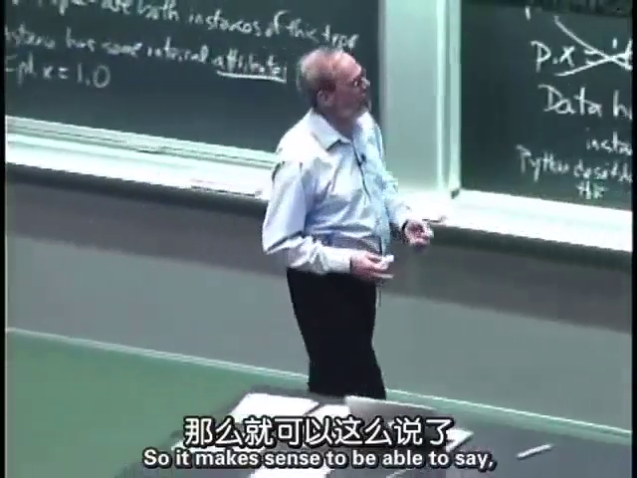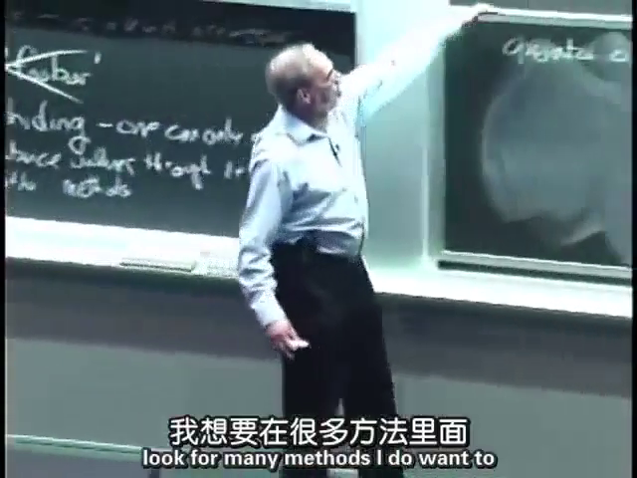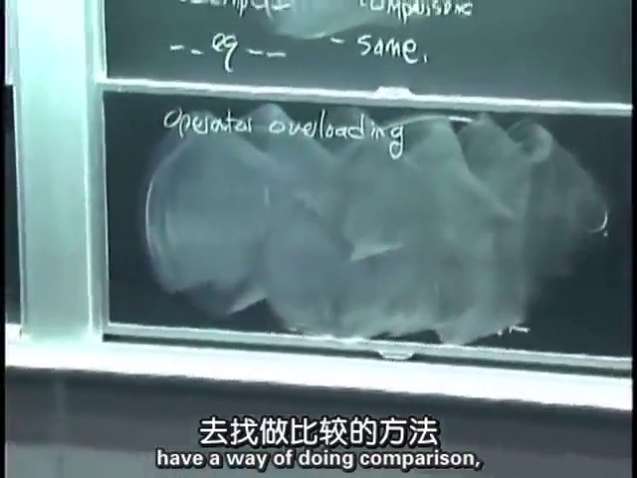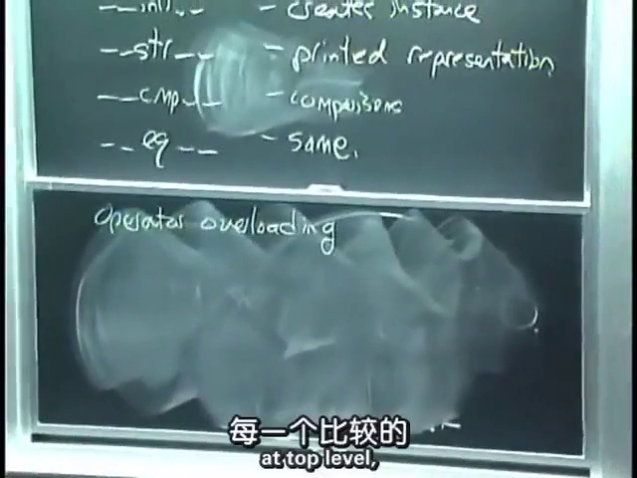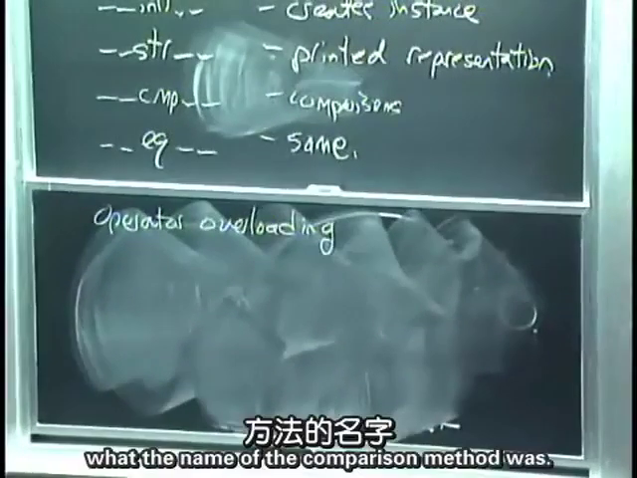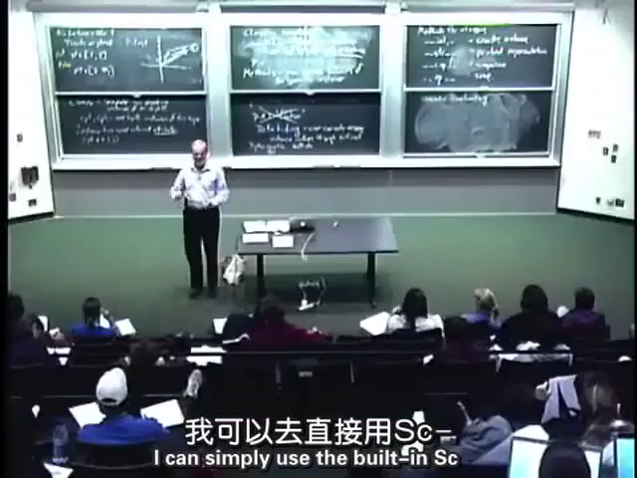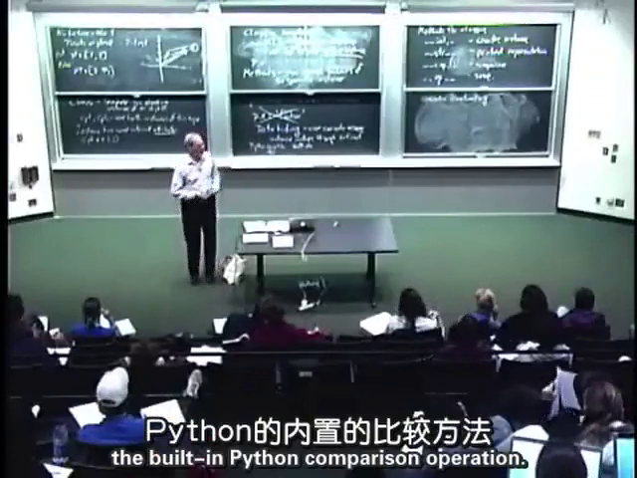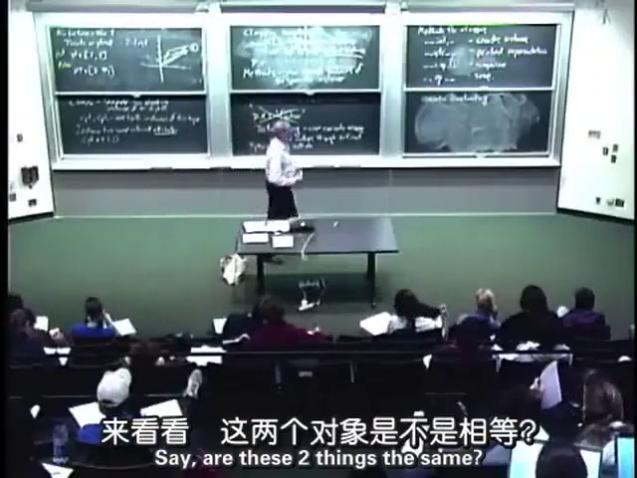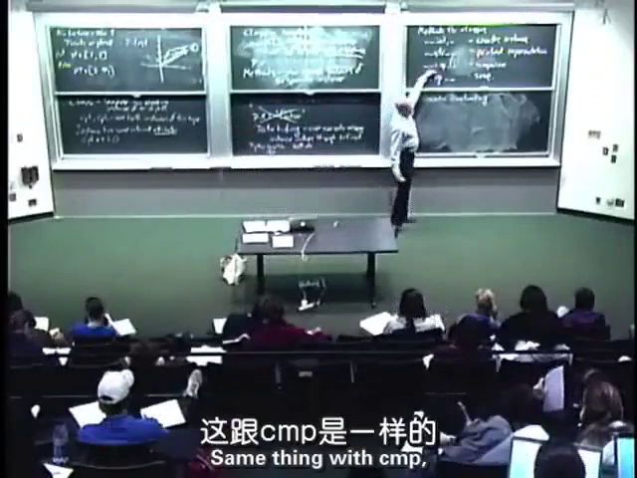So it makes sense to be able to say, look, for many methods, I do want to have a way of doing comparison. And I don't have to remember at top level what the name of the comparison method was. I can simply use the built-in, I'm about to say scheme again, the built-in Python comparison operation. Say, are these two things the same? Same thing with CMP. That's just saying greater than.